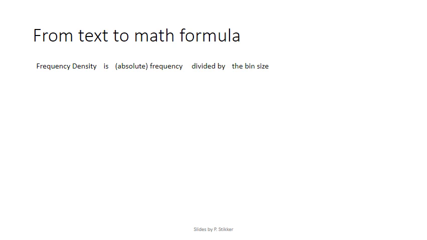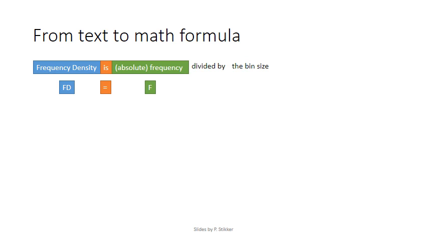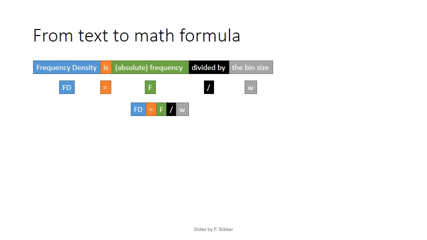Frequency density is absolute frequency divided by the bin size. So if we take the frequency density and abbreviate that to FD, the "is" we abbreviate to the equal sign, absolute frequency abbreviate to F, divided by the division sign, and the bin size by W. And if we compress all of this, then we get the simplistic formula FD equals F over W, which if you would write it down slightly more mathematically as a real fraction, looks like this up here.